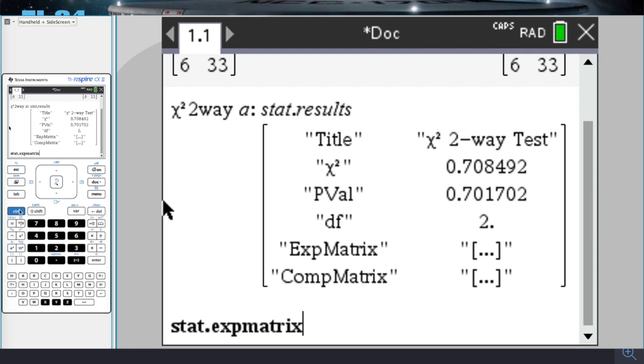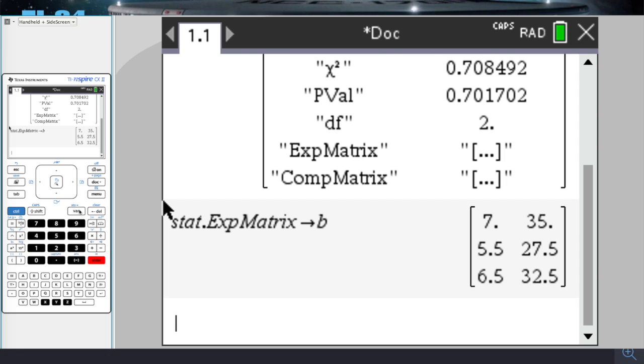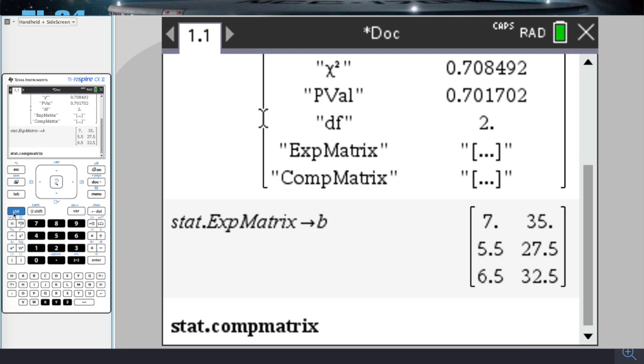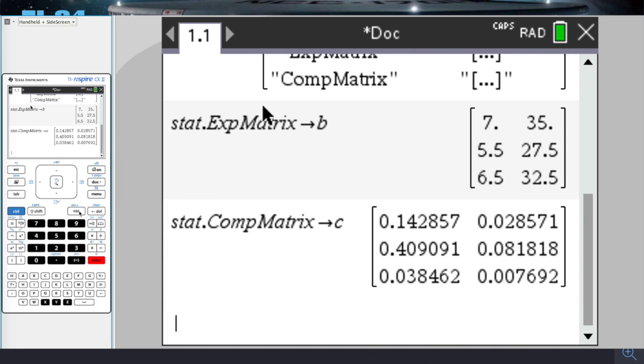Lastly, what we want to look at is, if we go vars for variables and our stat expected matrix, and then we're going to store that as B. There's all of my expected values that we calculated. And then also, what I want to look at is the component matrix. So I'm going to hit vars, stat comp matrix, and again, we're going to store that in C. So these give me the components for each one of the values contributing to our chi-squared statistic.